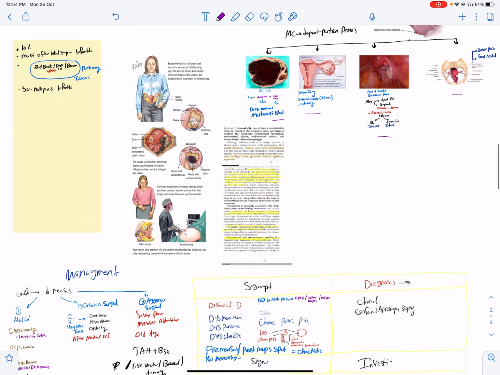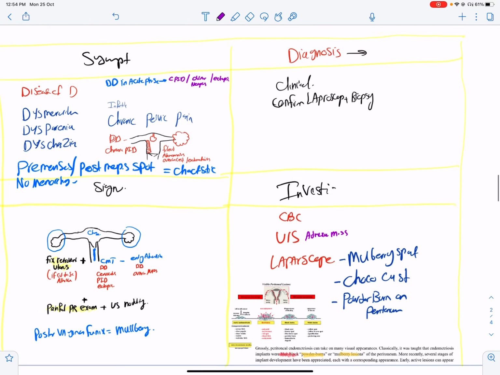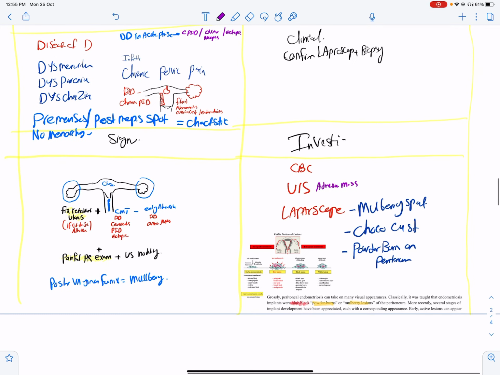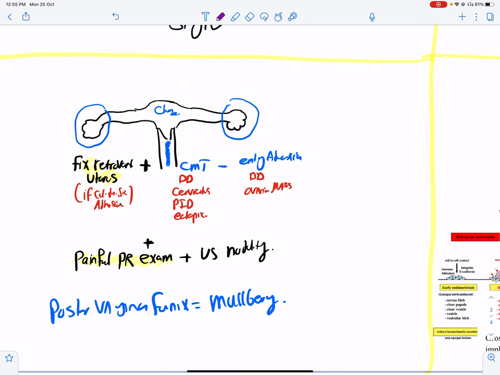Now, here you can see the signs and symptoms. Now the symptoms, dysmenorrhea, dyspareunia, dyschezia, depending on the area. And remember that they are not characterized by menorrhagia, but they have spotting in between the menses and severe pain before and during the menses for the first few days. Now, the signs are cervical motion tenderness. You will have an ovarian adnexal mass, and then you have the fixed retroverted uterus.